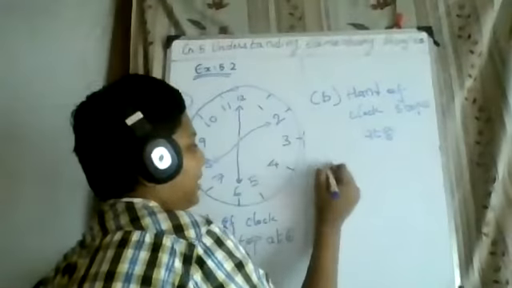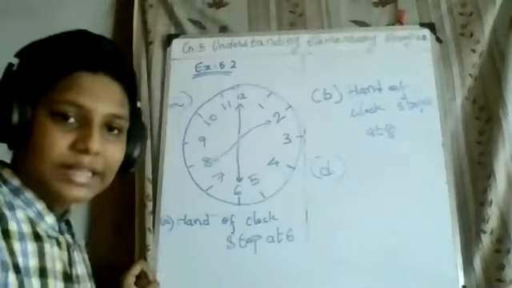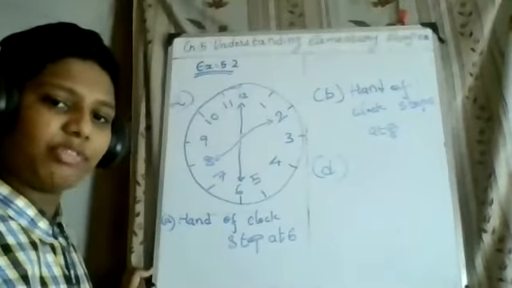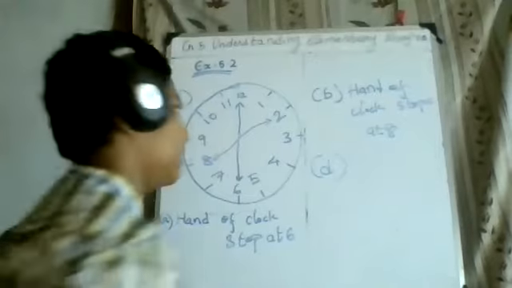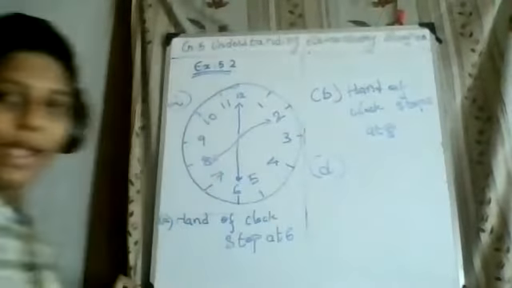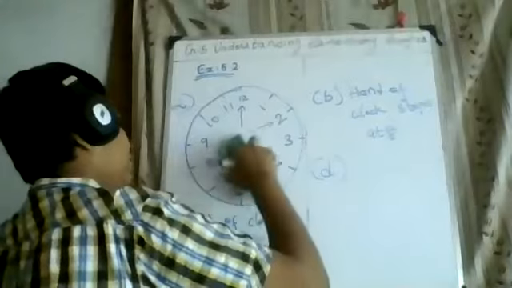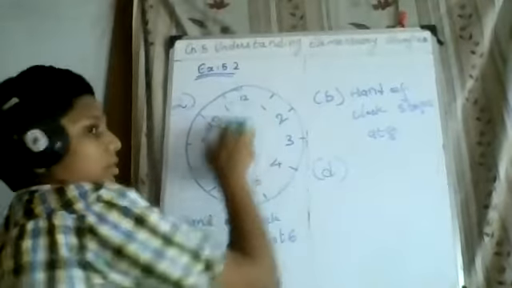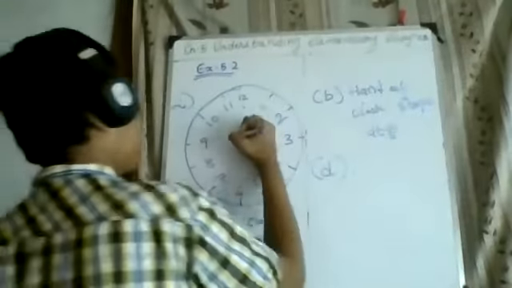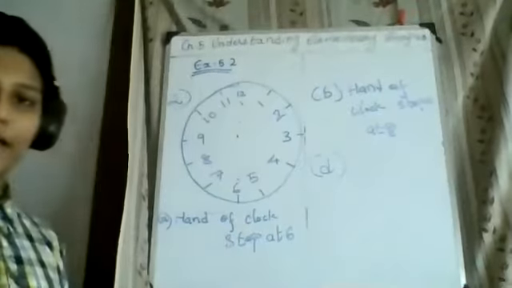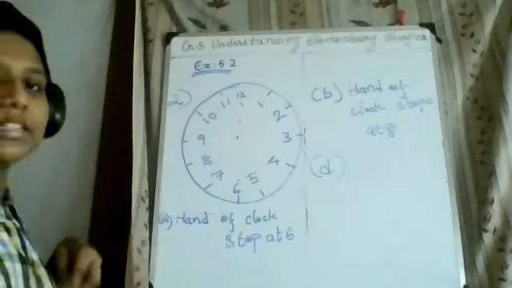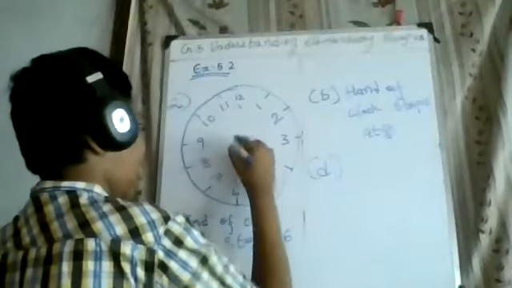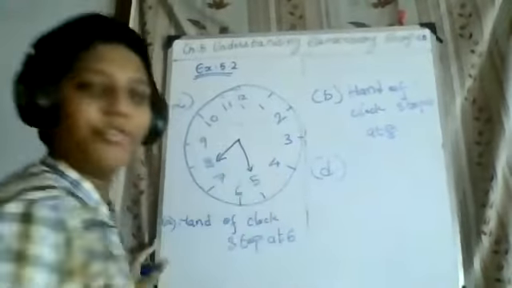See the question number D. They said it starts at 5 and makes 3/4 of the revolution. So, you have to divide this clock into 4 parts. They said it will start at 5. So, 5 and 8 will form 1/4.